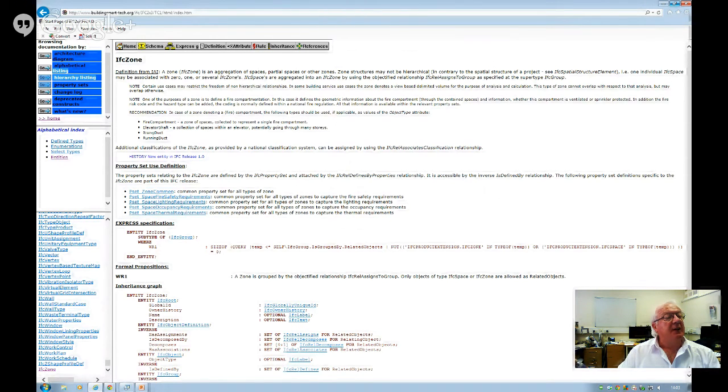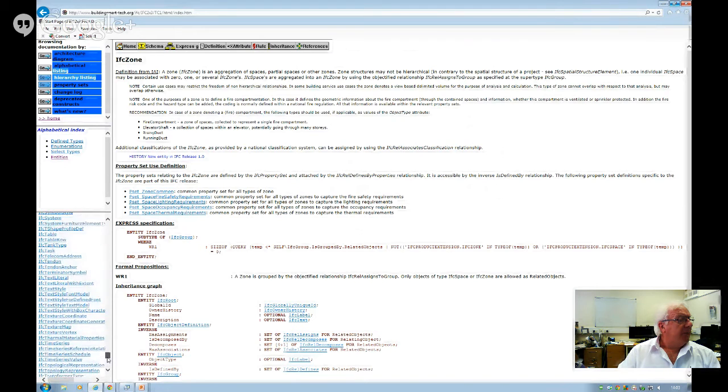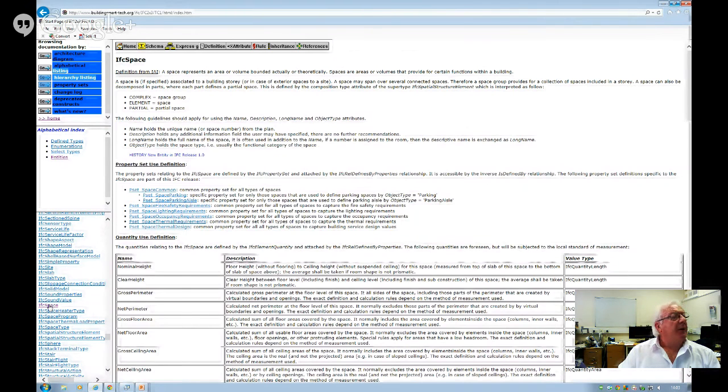Zones may not be hierarchical. Zones themselves, no, that's correct. But a zone is a hierarchy of spaces, and I don't think that's clear in the IFC definition. And if we go back up the entities list, we'll see IFC space there. A space represents an area or volume bounded actually or theoretically, and that's what came through from the work.